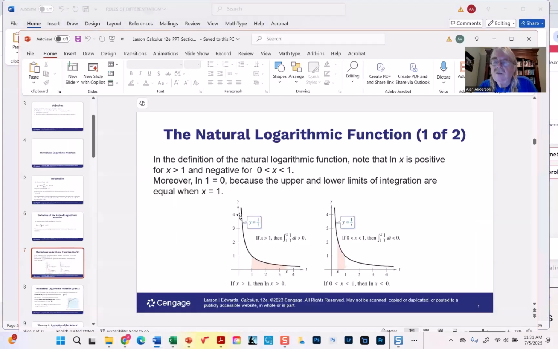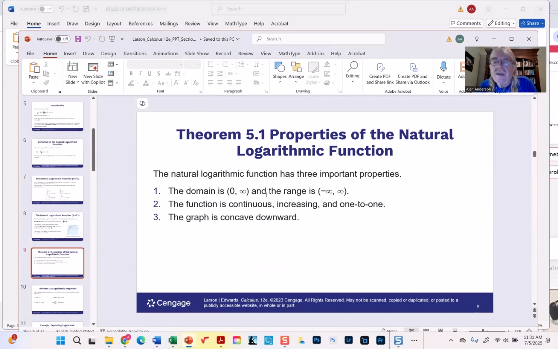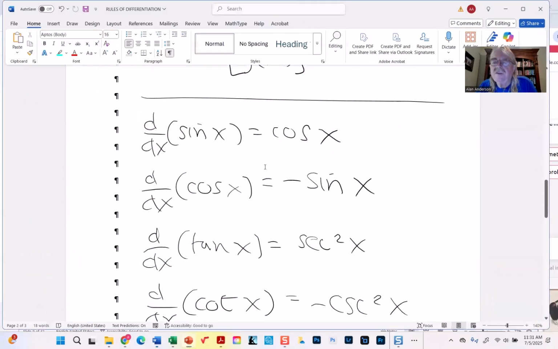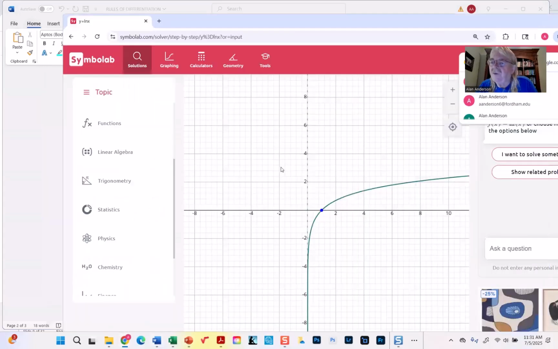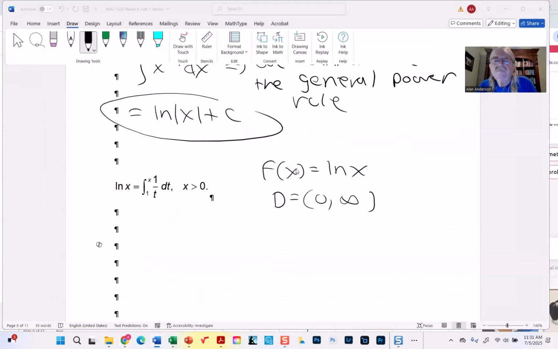So what we're going to learn here is how to take integrals and derivatives for the natural log. So the domain, as we just mentioned, is 0 to infinity. The range is actually negative to positive infinity. It can reach every single possible value of y, not x, but y. So the range is all real numbers.